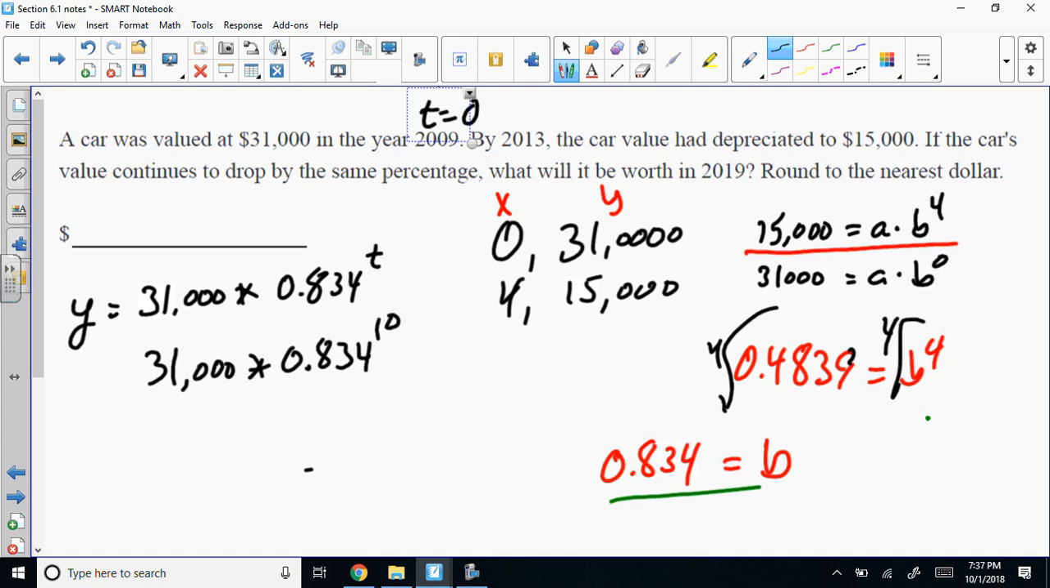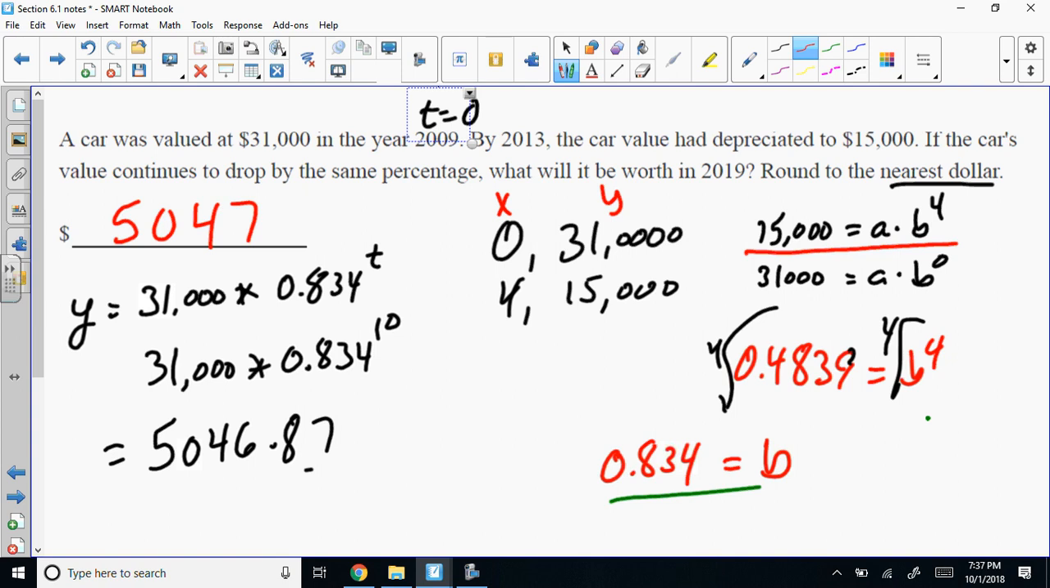So we'd have 0.834, round to the nearest dollar. So that would be what? 5,047. That's what I got. How'd you get yours?